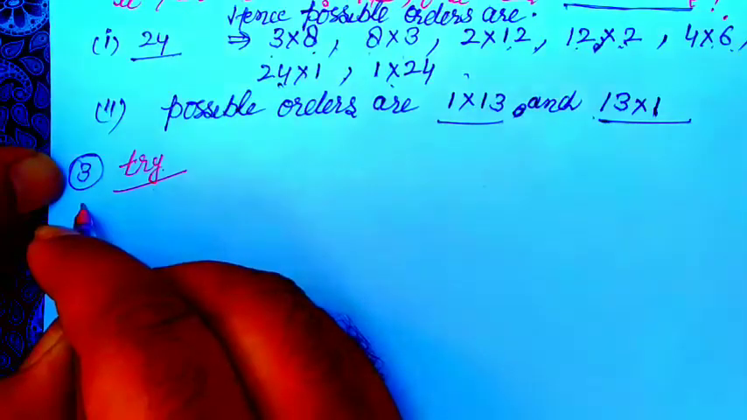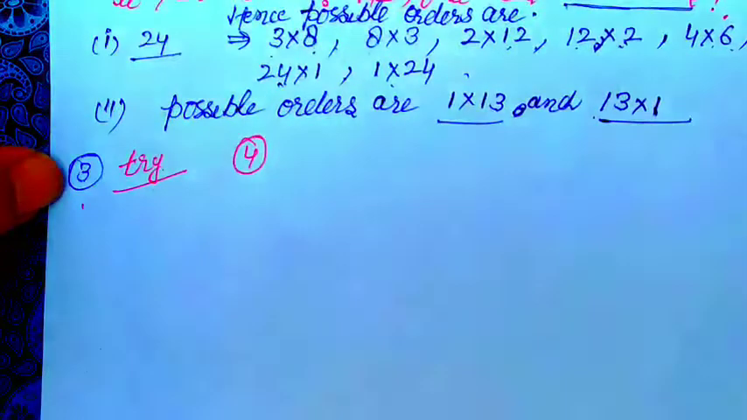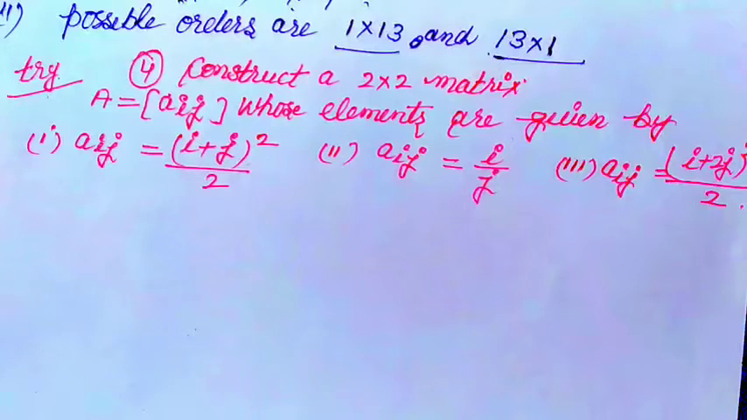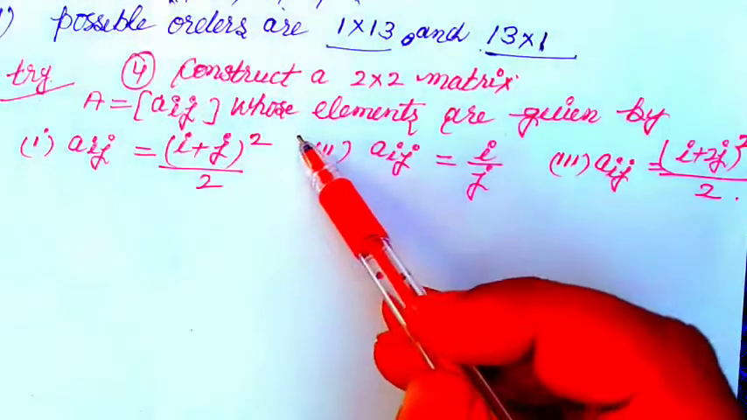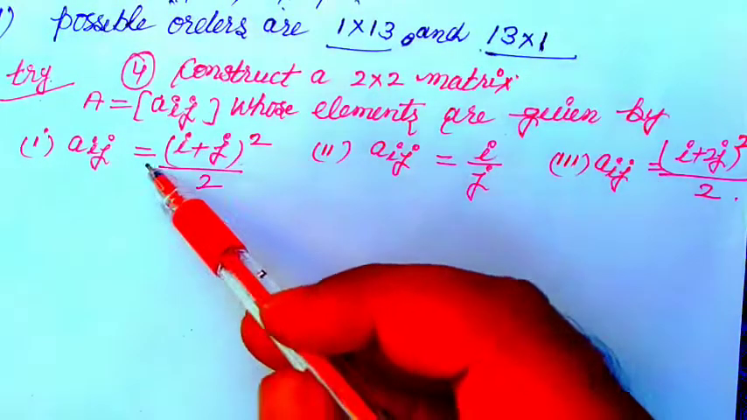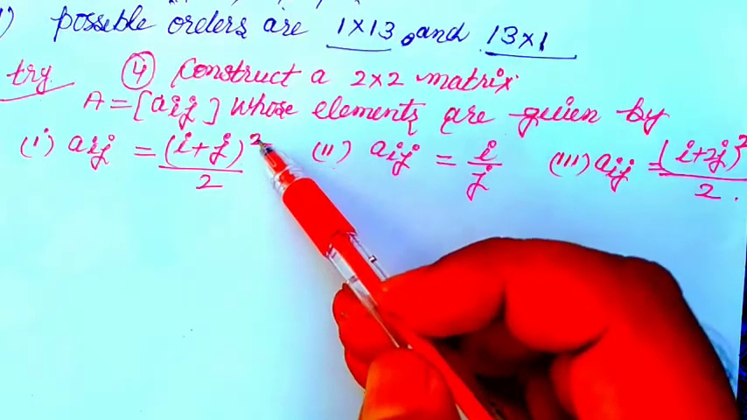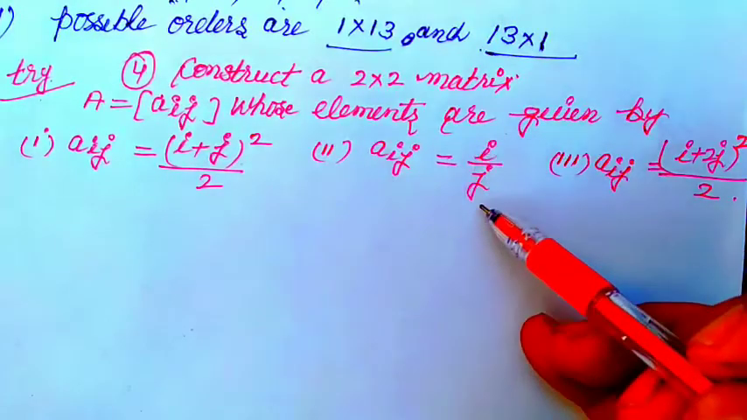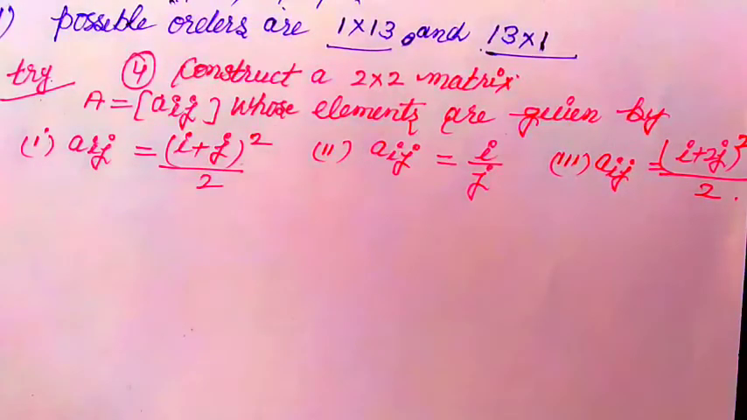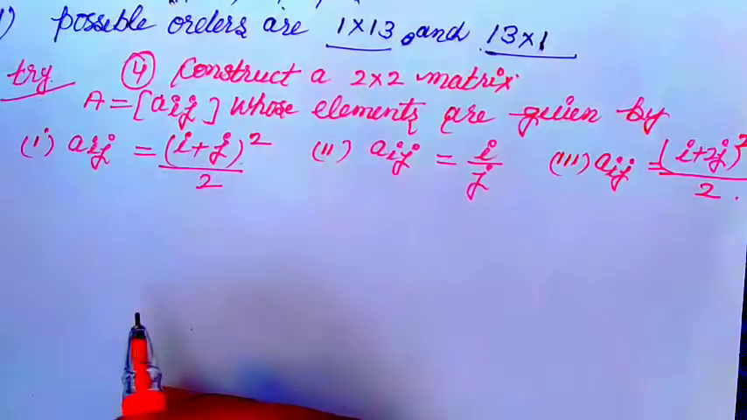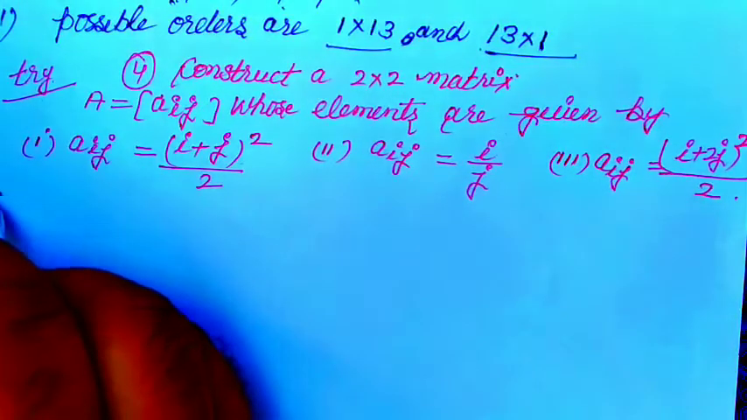Now move to question number 4. Construct a 2 by 2 matrix A = [a_ij] whose elements are given by: first, (i + j) whole square over 2; second, i over j; and the last one, (i + 2j) whole square over 2. We have 3 parts here. So we need to construct a 2 by 2 matrix here. First we will do the first part.